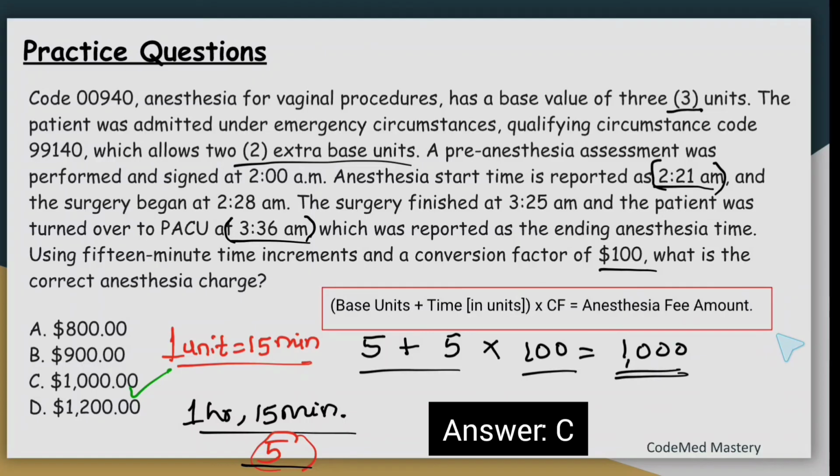So using this formula, it will be very easy to calculate the anesthesia charge. First look at the base units in the question, then look at the time given and convert it into units. 1 unit is equal to 15 minutes, okay, and then multiply it with the conversion factor. You will get the anesthesia fee amount. I hope you're clear with it.